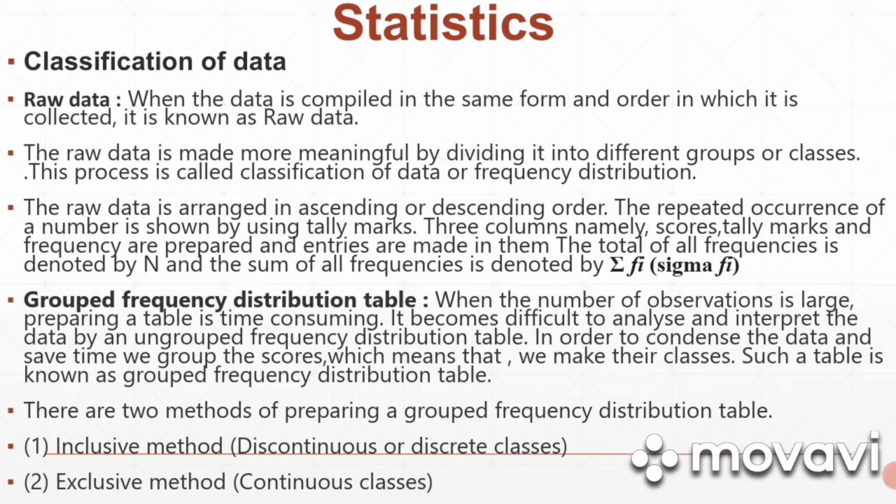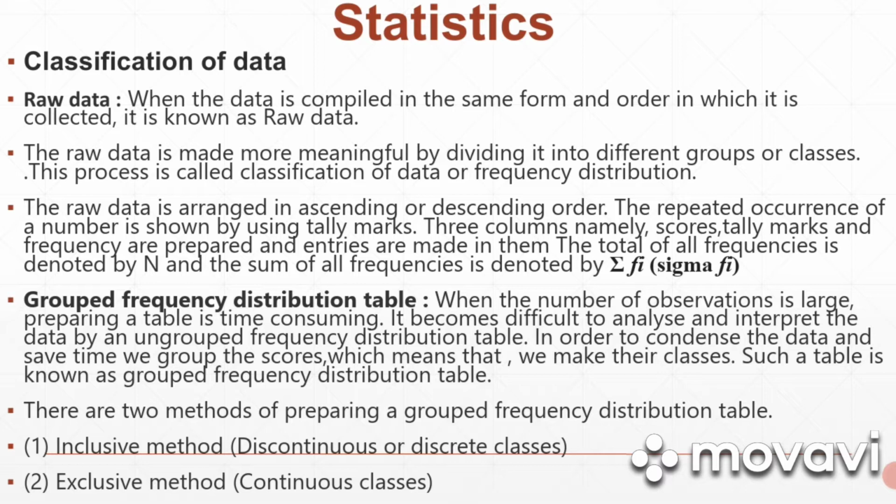Grouped frequency distribution table. When the number of observations is large, preparing a table is time consuming. It becomes difficult to analyze and interpret the data by an ungrouped frequency distribution table. In order to condense the data and save time, we group the scores, which means that we make their classes. Such a table is known as grouped frequency distribution table.